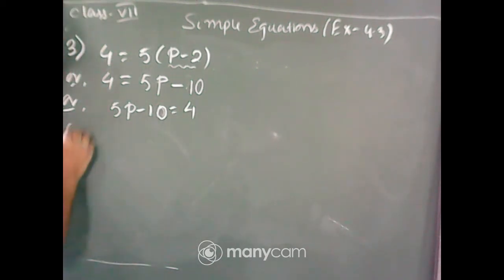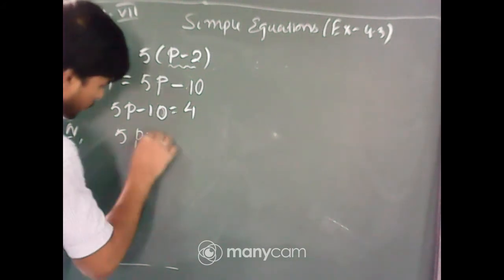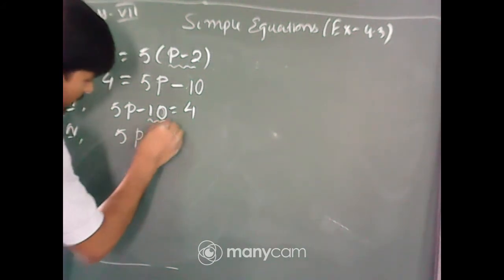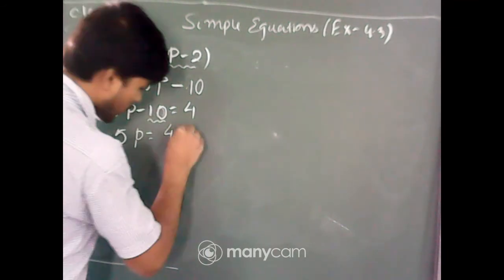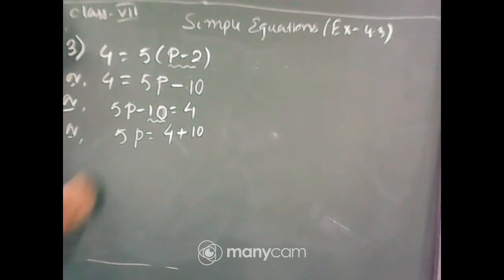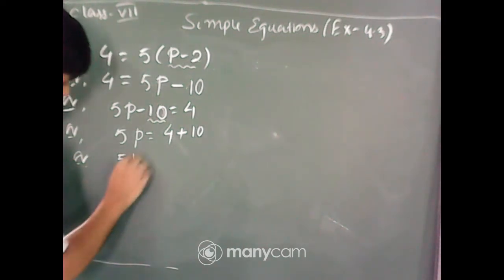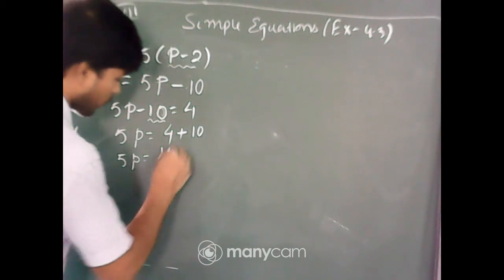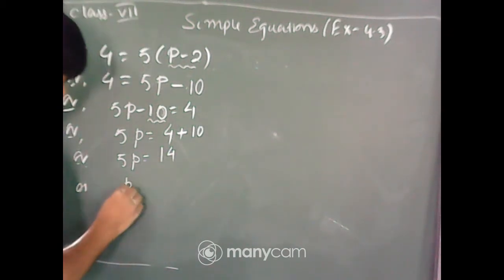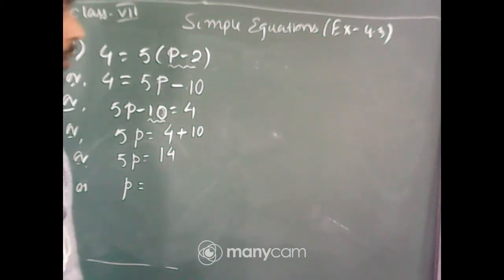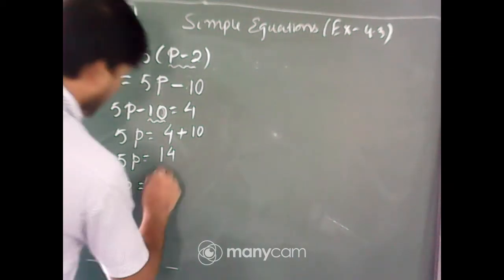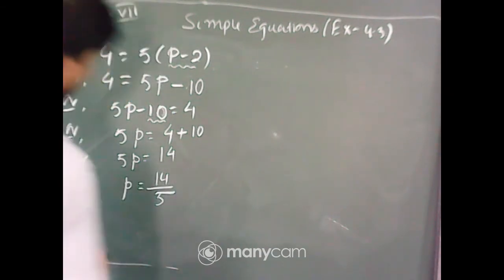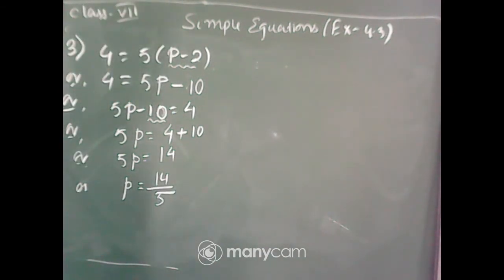Okay, that means 5p minus 10 will be equal to 4, and we are shifting this 10 from the left hand side to the right hand side, so its sign will be plus 10. Or 5p will be equal to 10 plus 4, that is 14. That means what will be the value of p? Please tell me. Yes, that is 14 by 5. 14 by 5 is the solution. Very good, 14 by 5. Don't need to convert it into decimal, Nandini. Just leave it here, 14 by 5.